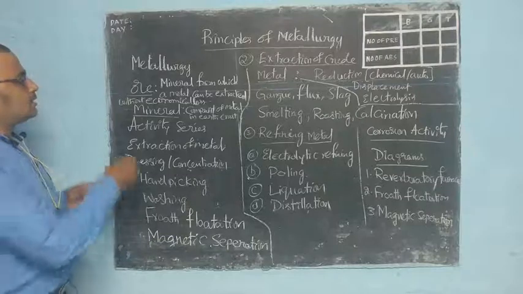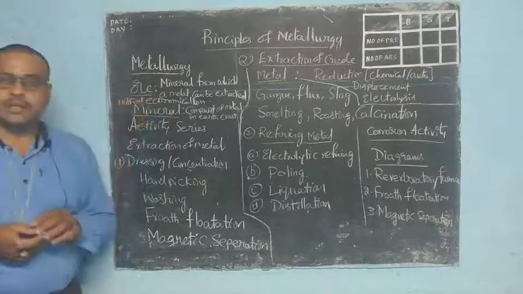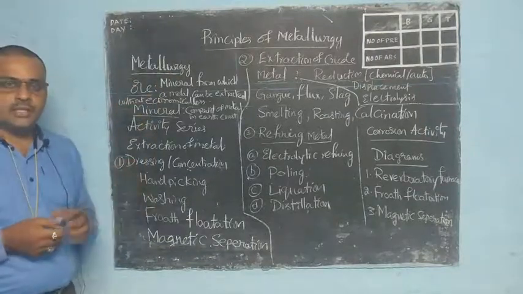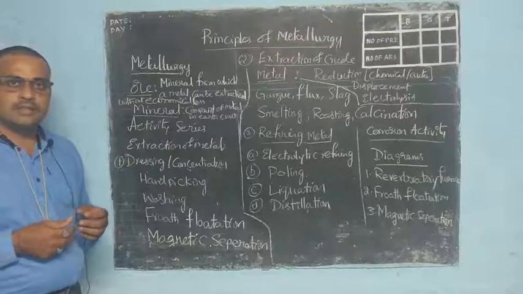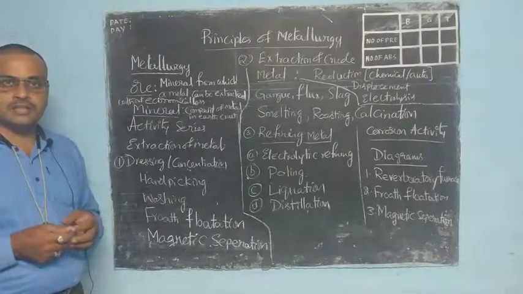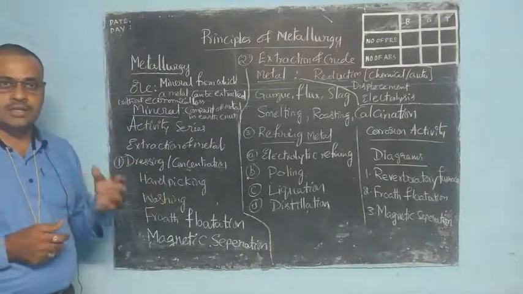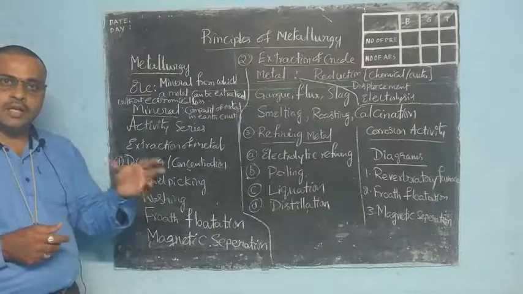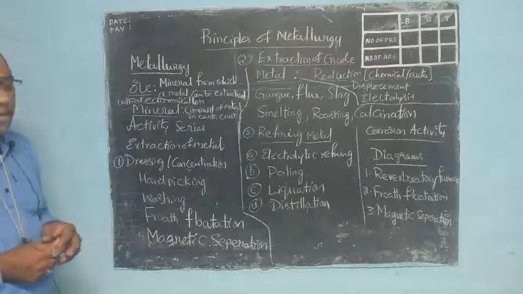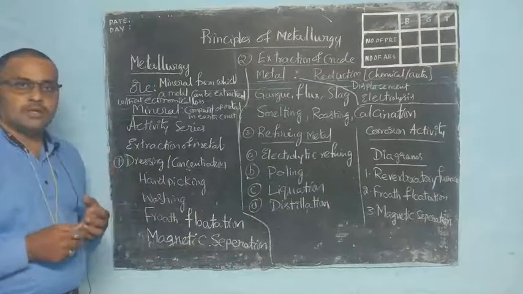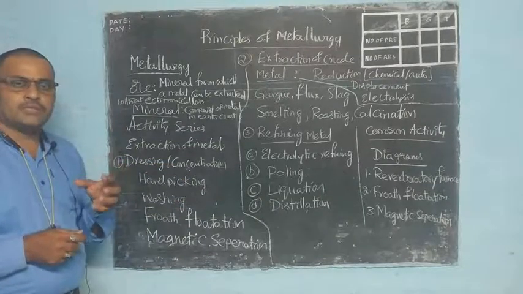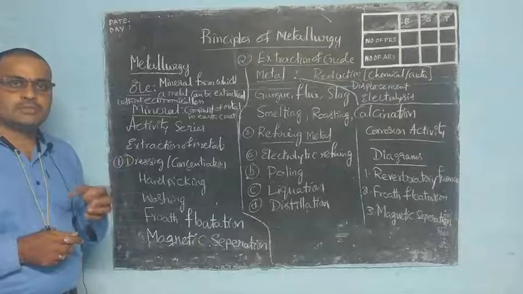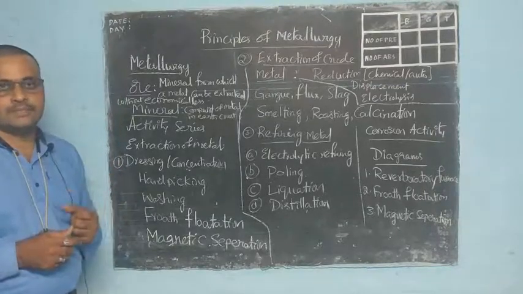Here, the first one is metallurgy. What is meant by metallurgy? It is the science which tells us how to extract the metals from the earth's crust. In general, the metals are available in compound forms, or individually also they are available. So where do the metals actually come from? The metals come from the earth's crust.